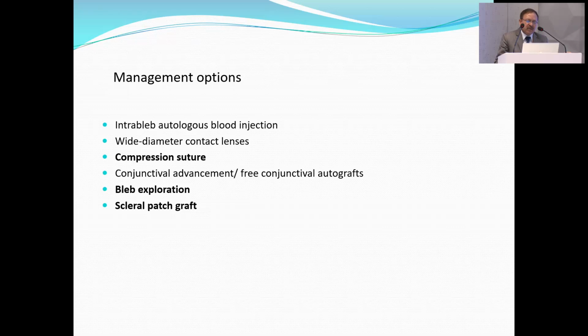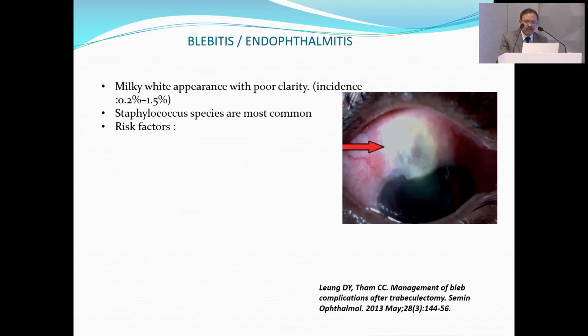Management options for hypotony: in early stages, you can use intrableb autologous blood injections or a wide-diameter contact lens. Sometimes if the bleb is good and there is no problem with the conjunctiva, you can try compression sutures also. Or if there is a recession of the conjunctival wound, you can advance it and put the sutures again. Or sometimes free conjunctival autografts are required. If all these fail, then you need to explore the bleb, especially if the patient is referred from elsewhere and you are not clear what the condition of the flap and the sutures is. Sometimes you need a scleral patch graft also.